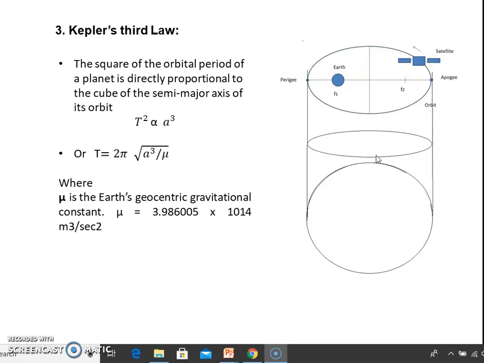So the shape of the orbit never affects the time period of the satellite in its orbit. The time period only depends on the value of small a, or the semi-major axis. So if any orbits have the same semi-major axis, then there will be the same time period of the satellite. Thank you.